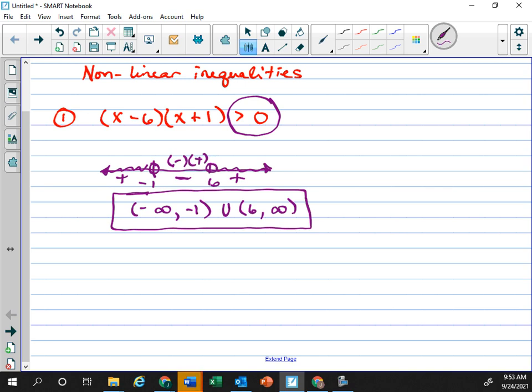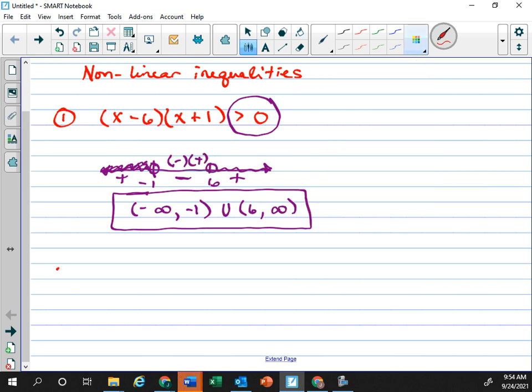Other questions on that one? Why are we including -1 if it's not greater than 0? But if I pick a value over here, so it's not that these numbers are greater than 0.